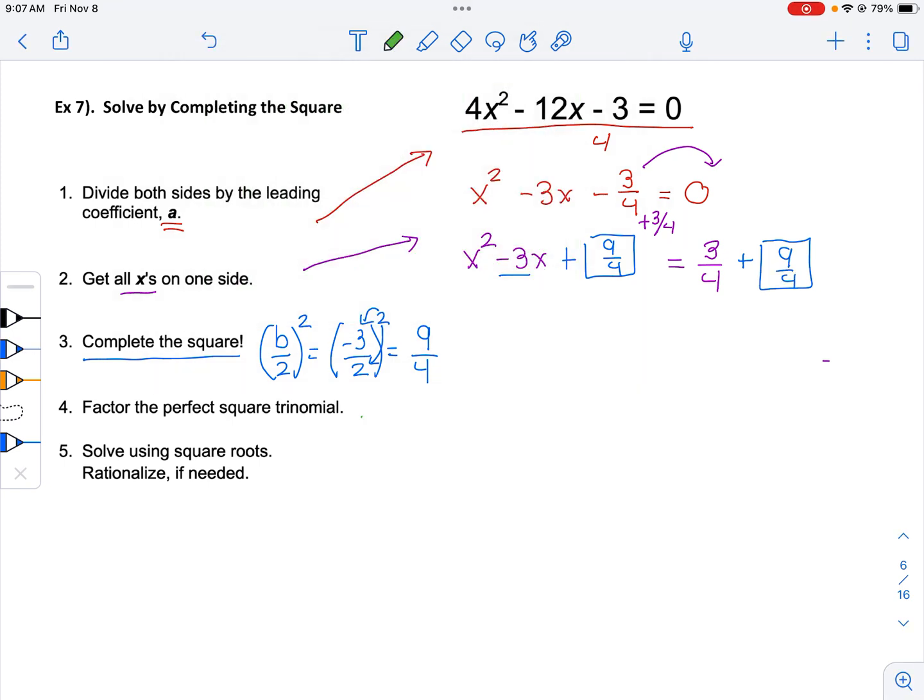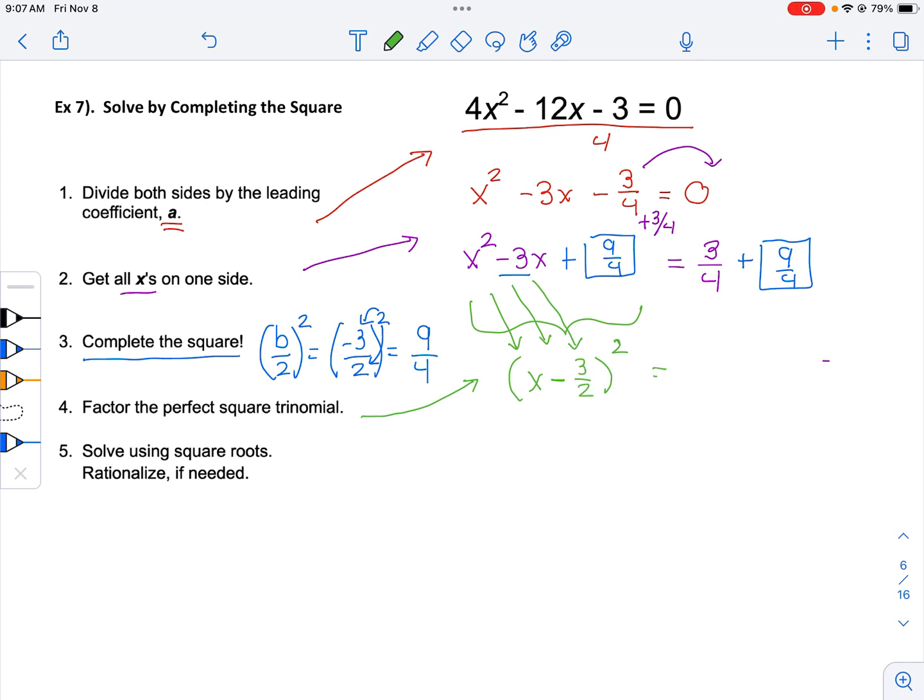Okay, now step 4. Step 4 is factor that trinomial. Now remember that trinomial will always factor into something squared. Okay, so I know that part. And my shortcuts again, all we're going to do is use the x. We're going to keep the sign of that middle term, and we're going to take half of that middle term. Half of that middle term is 3 over 2.